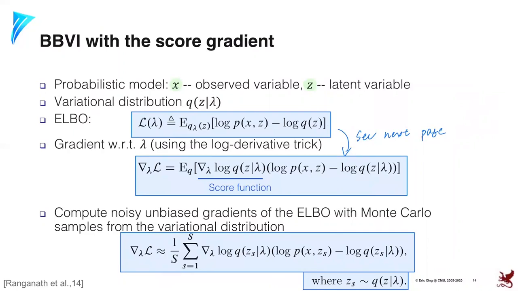Note that we call this a score function. That's also why we call it BBVI with the score gradient. And up till now, we have already seen how variational inference can be viewed as an optimization problem in which we approximate the true solution by relaxing or approximating the intractable optimization problem.